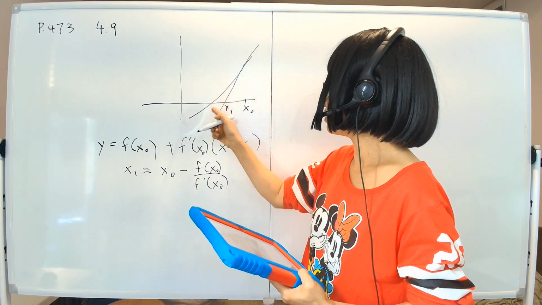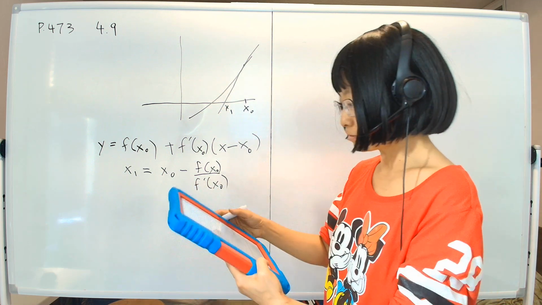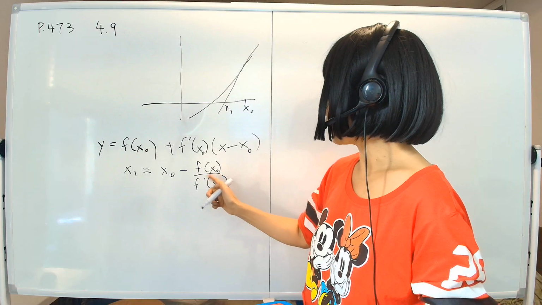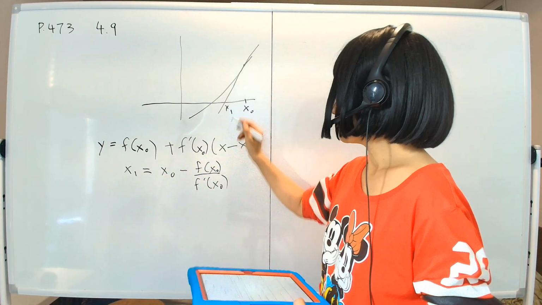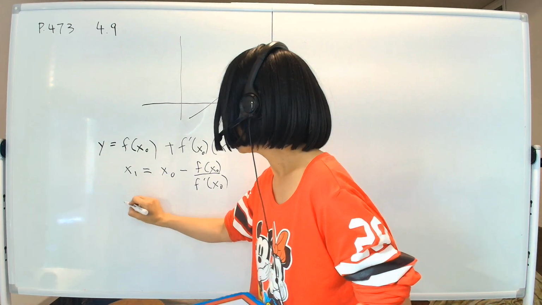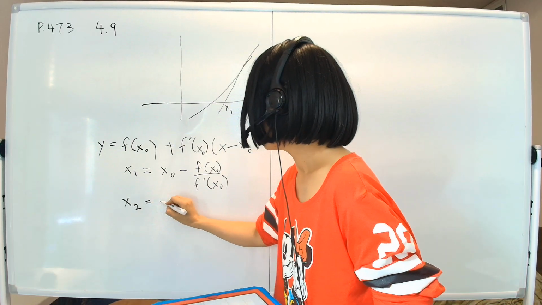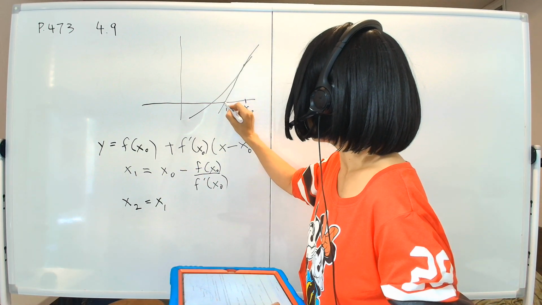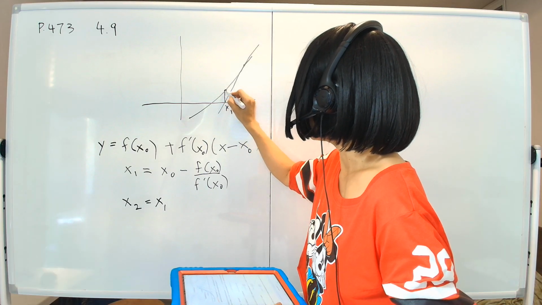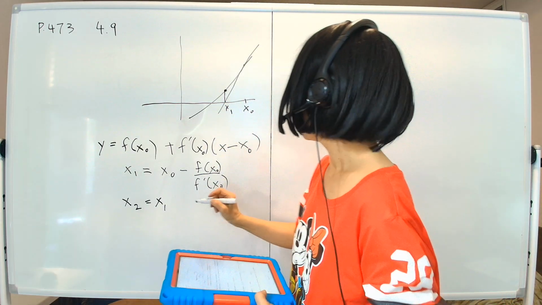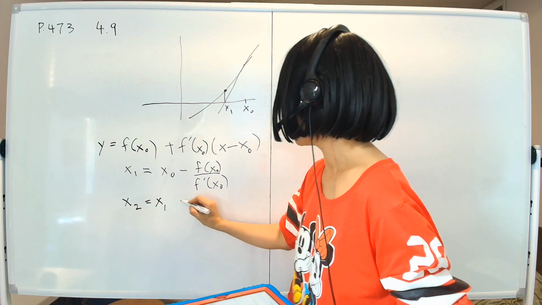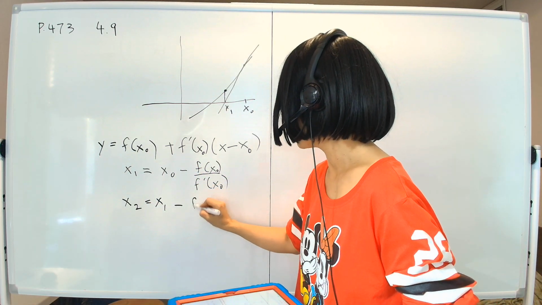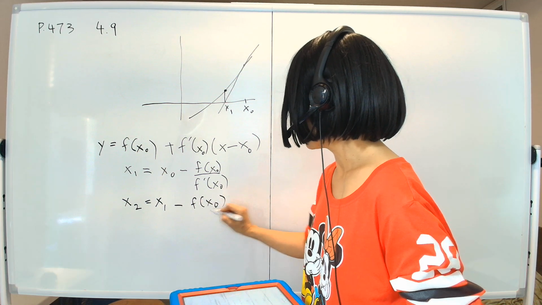And then you continue doing this process. You crank out another x2, you do the same thing, okay? You bump everything up. So what happens is you find the new point and do the same process again. And so then x2 will be equal to, replace every x0 with x1, x1 minus whatever this stuff is, evaluated at x1.